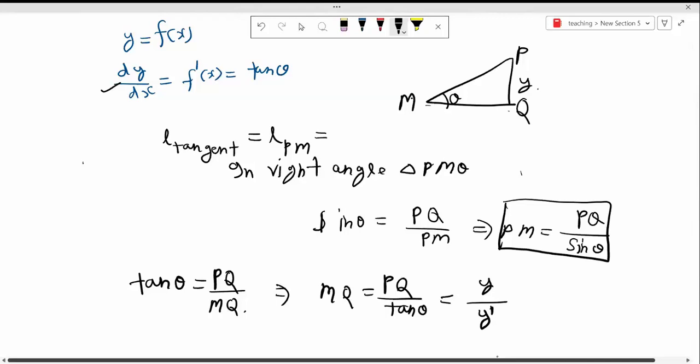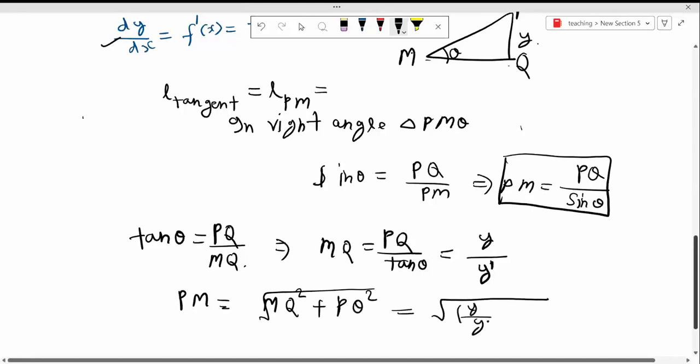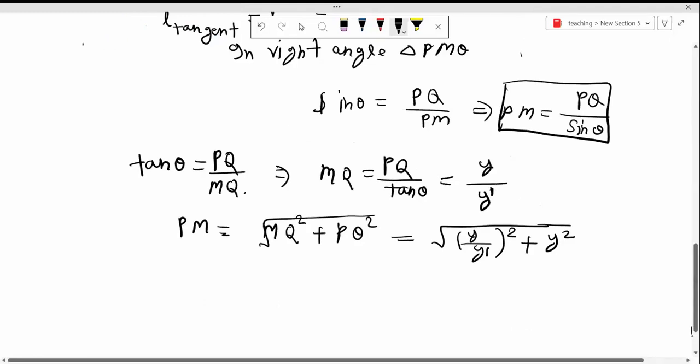What is the value of sine theta then? Here we find the value of MQ and we know the value of PQ. Then the value of PM is the square root of MQ square plus PQ square. Here MQ is y upon y dash, whole square, plus PQ, PQ is y, square. We solve this value, then we get these things.